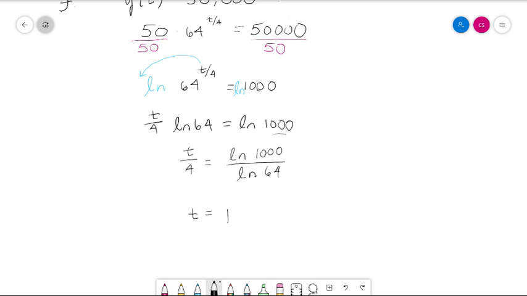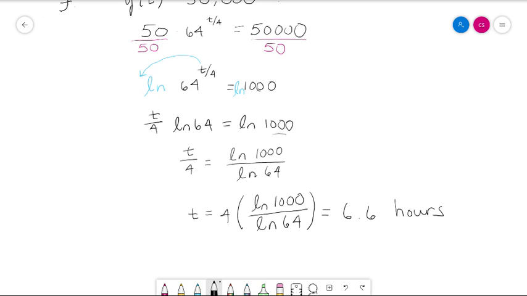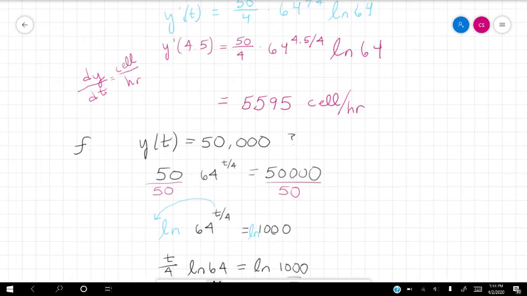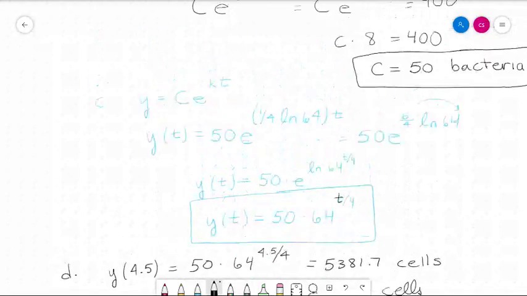Okay, now we multiply. And then this is ready to get thrown into our calculator. And we get that the time is going to be about 6.6. And again, what are the units on that time? It's going to be hours. All right. So there you go. So that's how we do our exponential problem. And again, a lot of this is algebra. A lot of it's algebra.